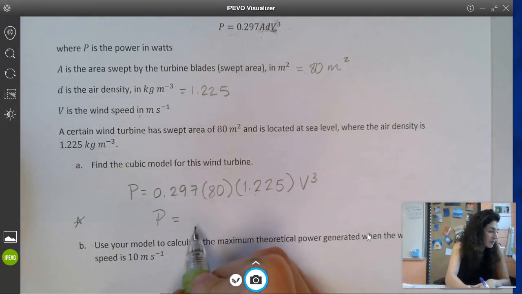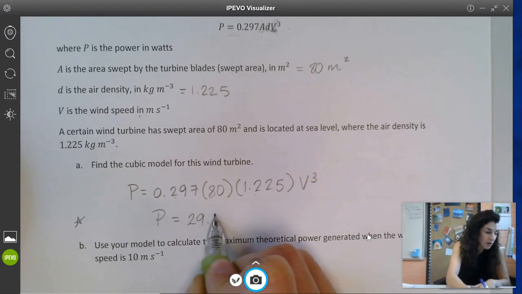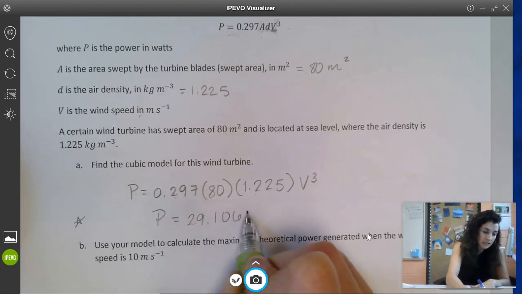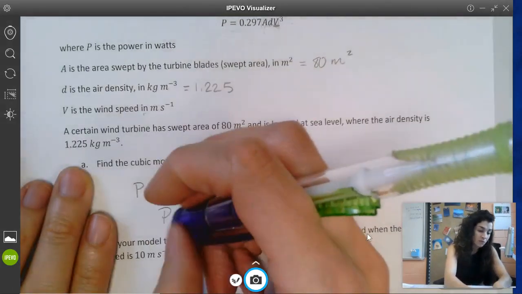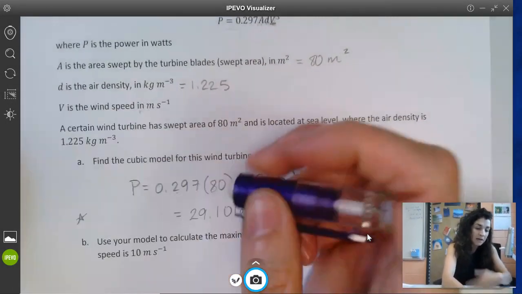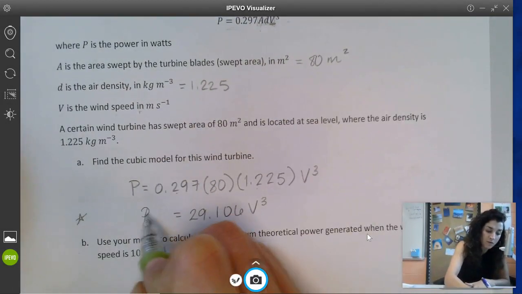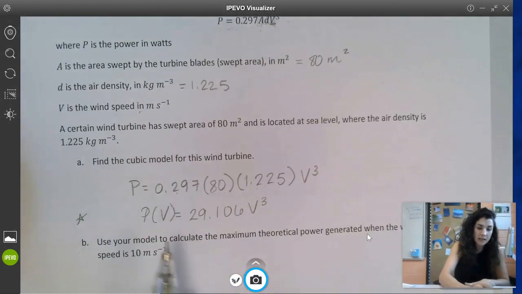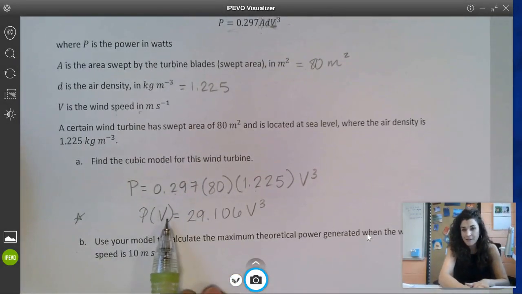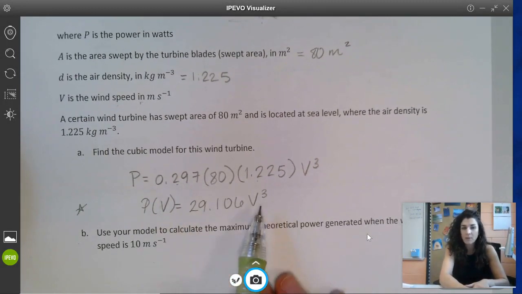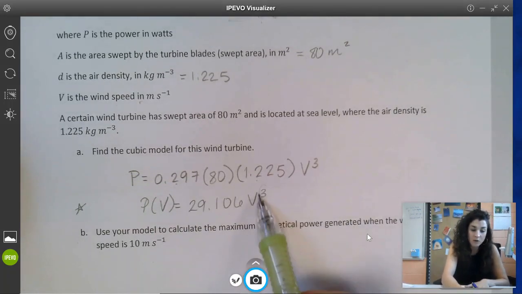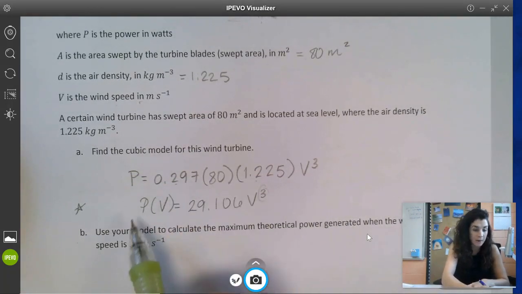When we multiply those three numbers together, we get 29.106. And then V cubed stays, which is fine, right? We can rename this instead of just P. This is the equation or the function of P, for P of V. That is all in terms of V, that the function has an input that is the speed, V, only one input. And cubic model because it's raised to the third power.